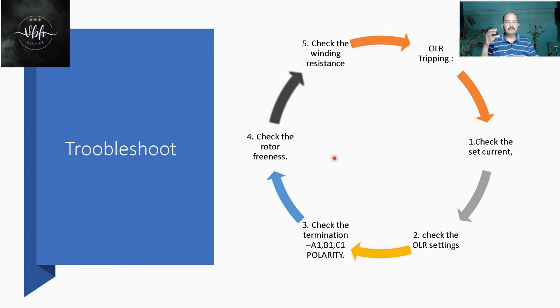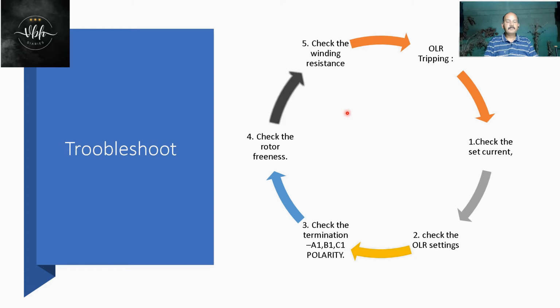rotor, because rotor tightness also matters, and if the alignment is not proper, that also creates overloading. The current may shoot up, then the OLR cannot handle it, and based on the set current it will trip. So we need to ensure the rotor is free. If you rotate it by hand, the motor should rotate, then only the motor will not give any troubles. So before starting the motor, all these things we need to check.